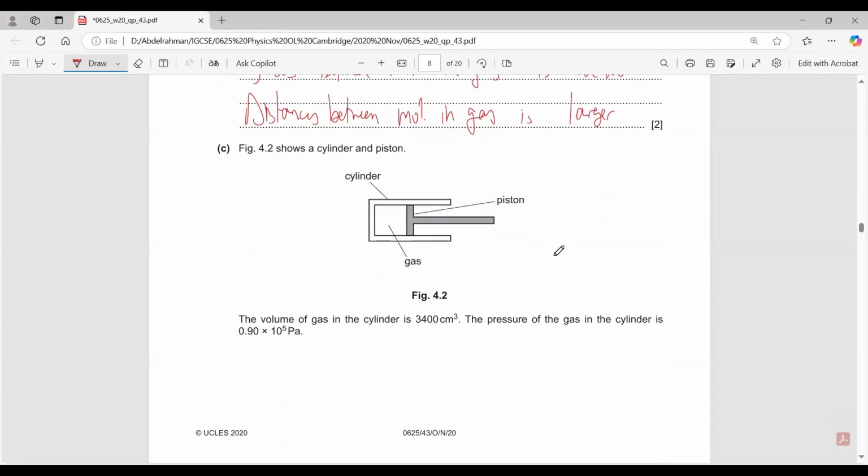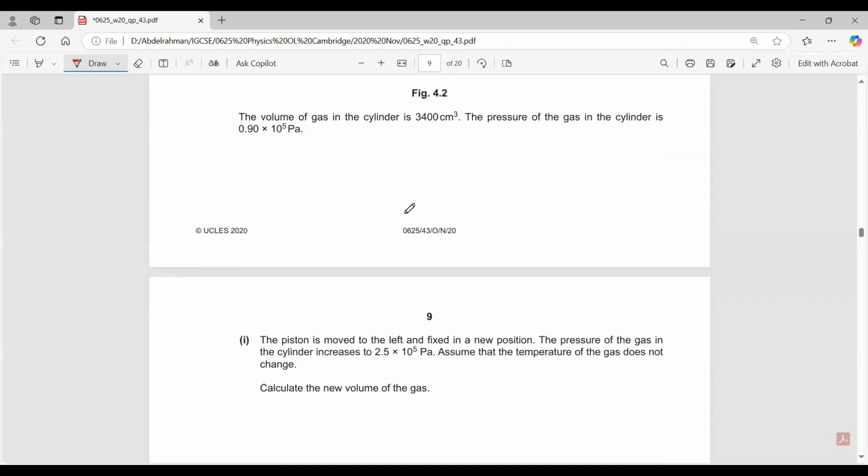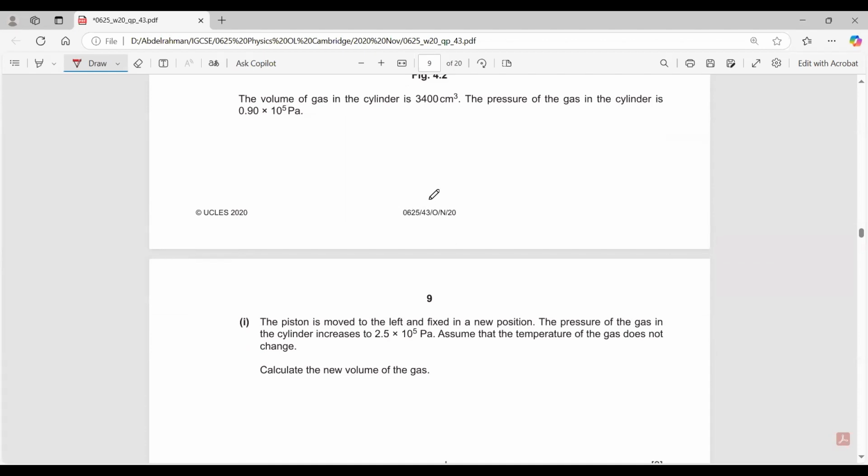Figure 4.2 shows a cylinder and a piston. The volume of the gas in the cylinder is 3,400 centimeters cubed. The pressure is 0.9 times 10 to the power of 5. The piston is moved to the left, and the new position increases the pressure to 2.5 times 10 to the power of 5. Calculate the new volume.